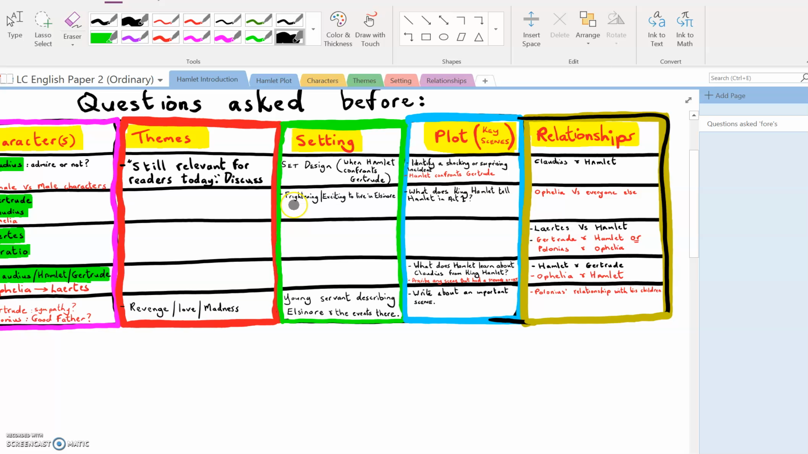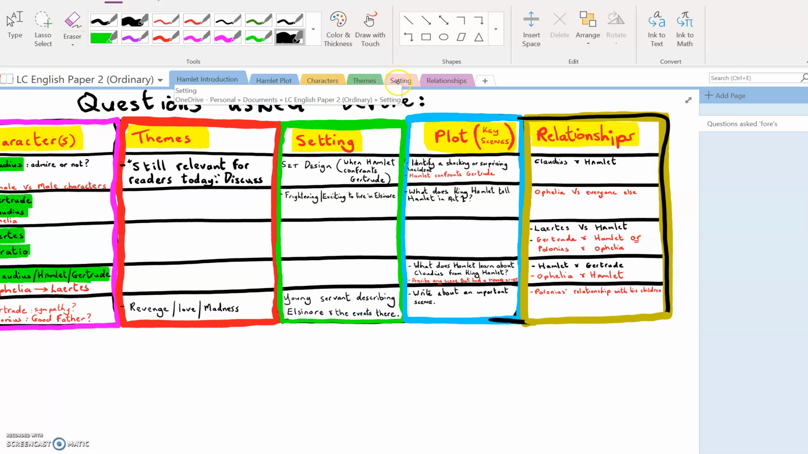Also, back in 2011, there was a question on whether Elsinore was a frightening or an exciting place to live. And then back in 2002, way back in 2002, there was a question on if you were a young servant, write a letter in which you describe Elsinore and the events there. So knowing the setting of where the play takes place is quite important to understanding the plot.